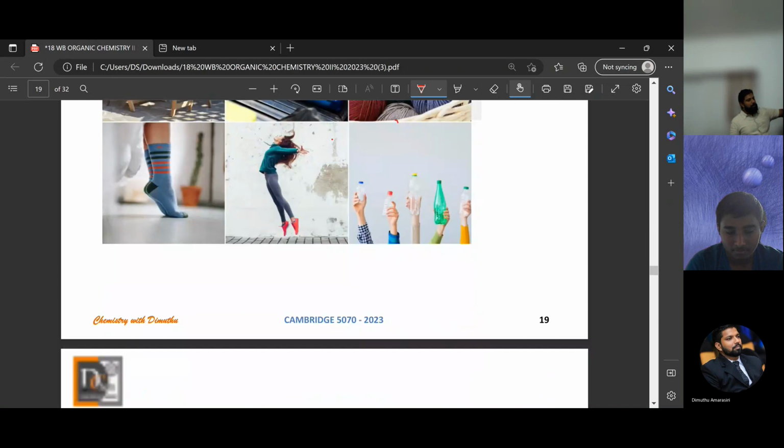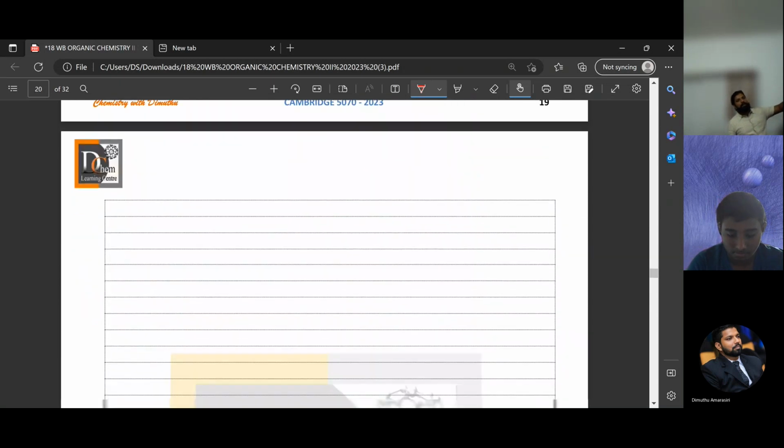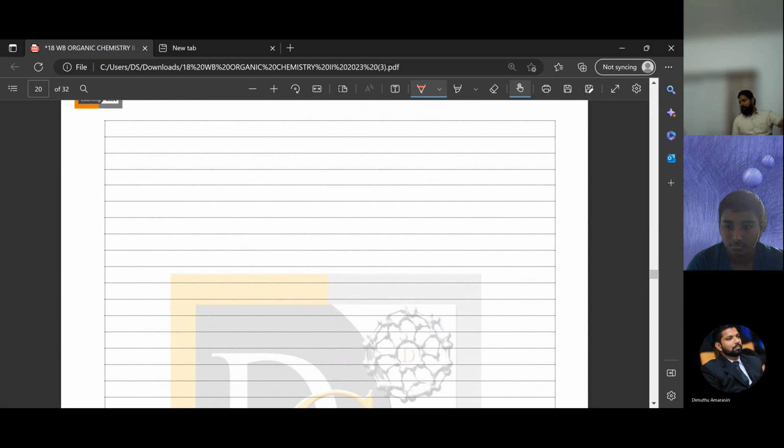The picture talks a lot rather than the description, right? Let me show you in the next page. You will have more space to write it, how these polyesters are made.